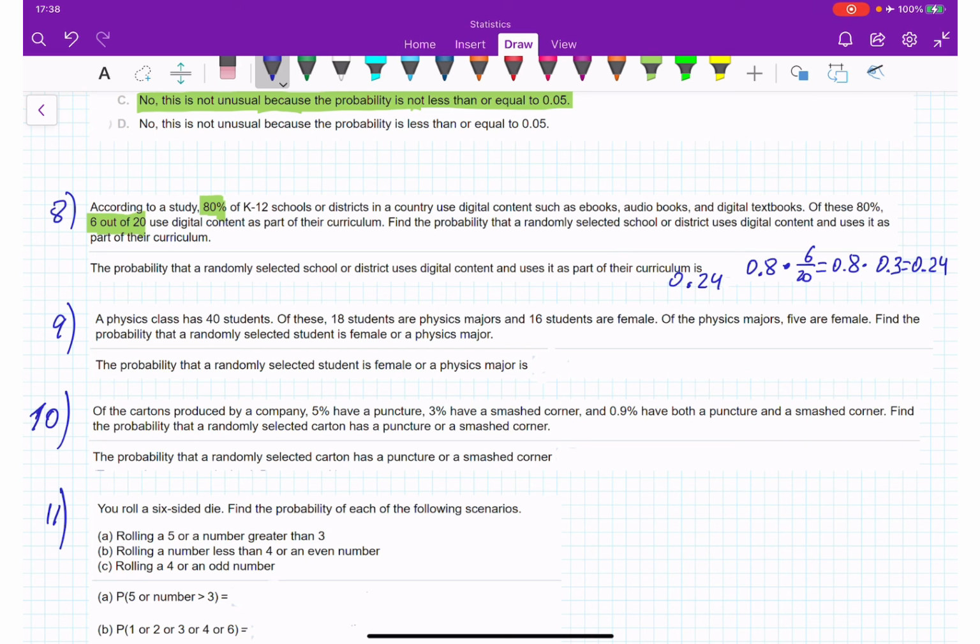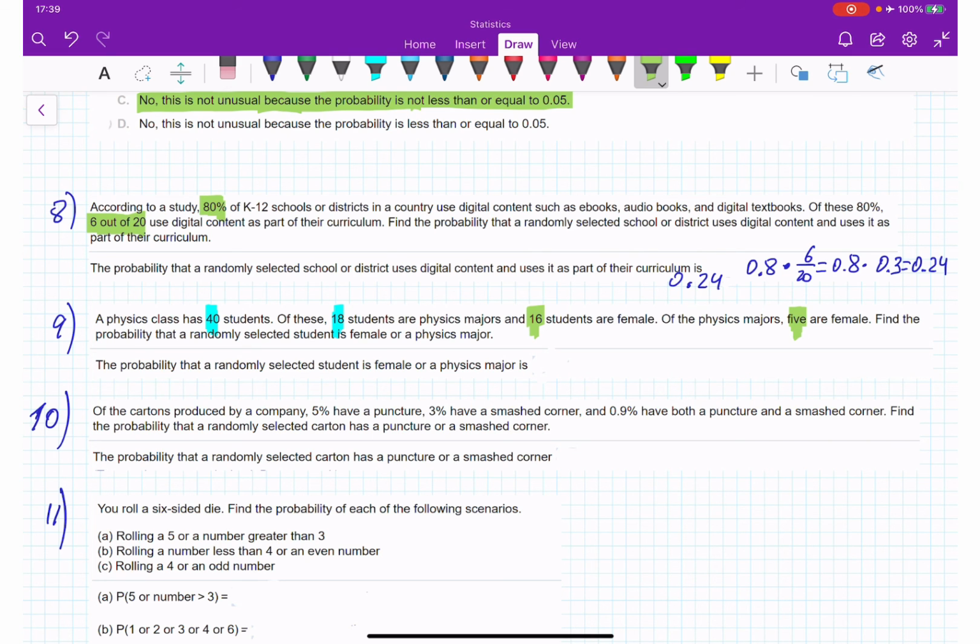A physics class has 40 students, okay? Of these, 18 students, so 18 out of 40, right, are physics majors, and 16 students are female. Okay. Of the physics majors, 5 are female. All right.